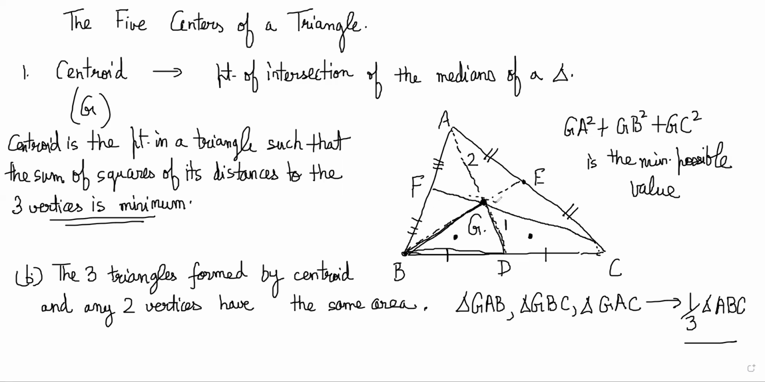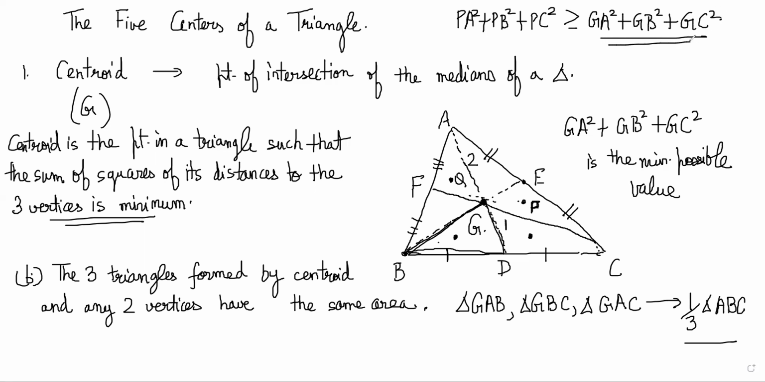So basically, you could have picked any point inside a triangle. I am picking these arbitrary points, let's say P here and Q here. And from P, I could have written PA square plus PB square plus PC square, calculated the distance of P to the three vertices. What this property says is that PA square plus PB square plus PC square is greater than or equal to GA square plus GB square plus GC square. So if you pick your point P as the centroid of the triangle, the distances to the three vertices add up to the least possible value.